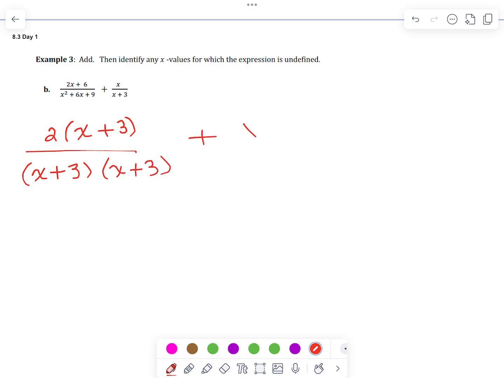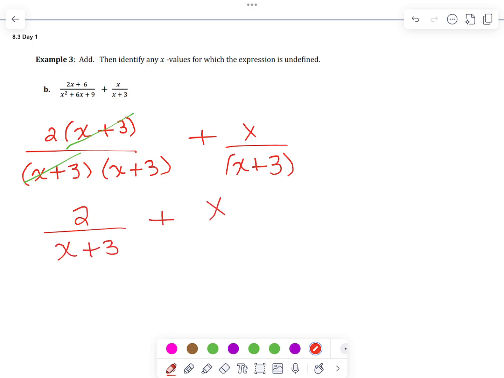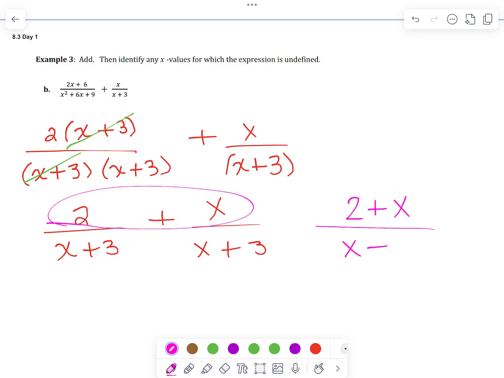And then plus x over x plus 3. Now before we begin adding these fractions together, we notice there is a common factor. So we can cancel the x plus 3's. So now we have 2 divided by x plus 3, plus x over x plus 3. What's nice about this is our denominators are the same. We have like denominators. We can go ahead and add the numerators. So 2 plus x, and then the denominator just stays the same, x plus 3.